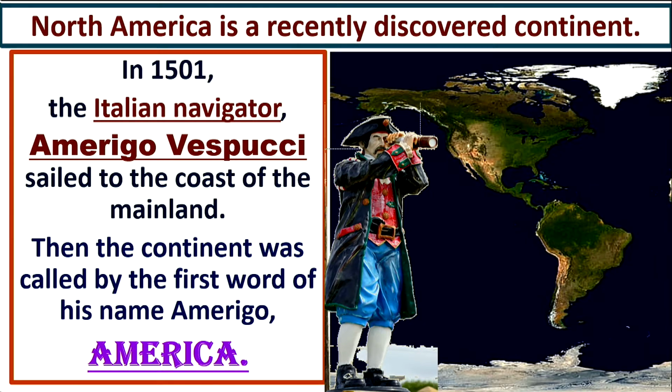During 1501, an Italian navigator, Amerigo Vespucci, sailed to the coast of the mainlands of America. Point to be noted, mainlands of America. Then the continent was called by his first name, Amerigo, and this continent was called America. Do you understand it now? See, the point here is he reached the mainland of America.